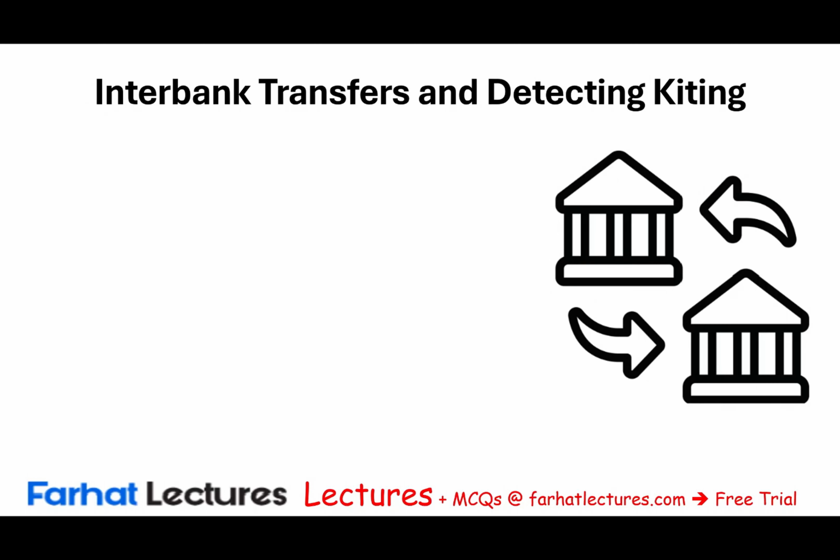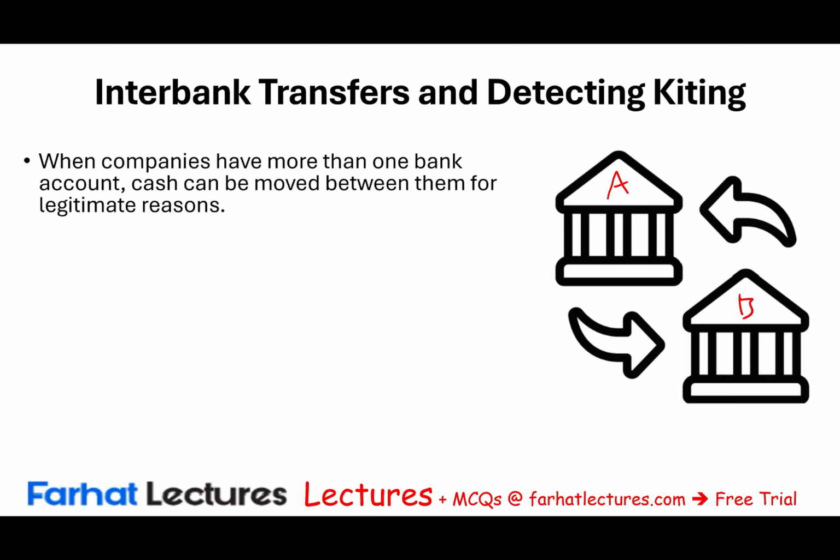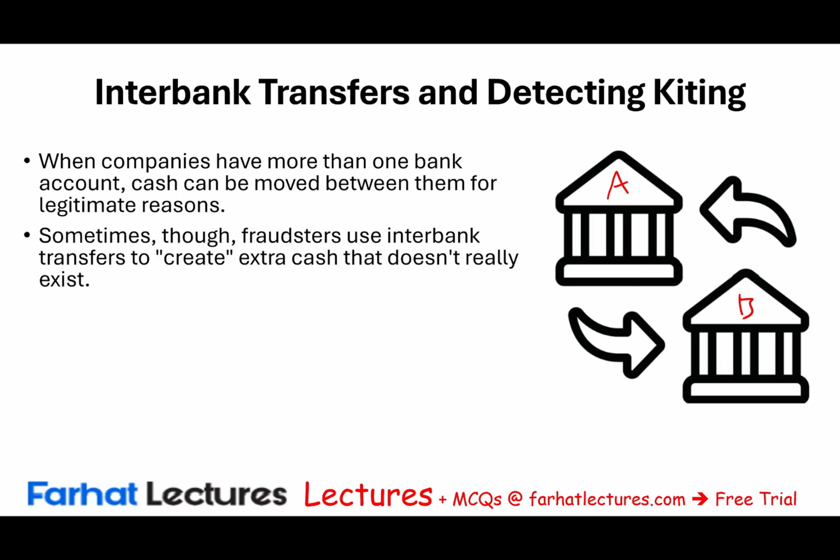A third tool that we have is interbank transfer and detect kiting. This happens when a company will have accounts at bank A and accounts at bank B. If you have accounts at two different banks, you can transfer the money. For example, I can transfer money from my Schwab bank account to my Wells Fargo, or from my Wells Fargo to my Schwab. That's normal. That's always the case. So when companies have more than one bank account, cash can be moved for legitimate reasons. Sometimes fraudsters use interbank transfers to create extra cash that does not really exist, and this is what we have to find out. This process is called kiting.